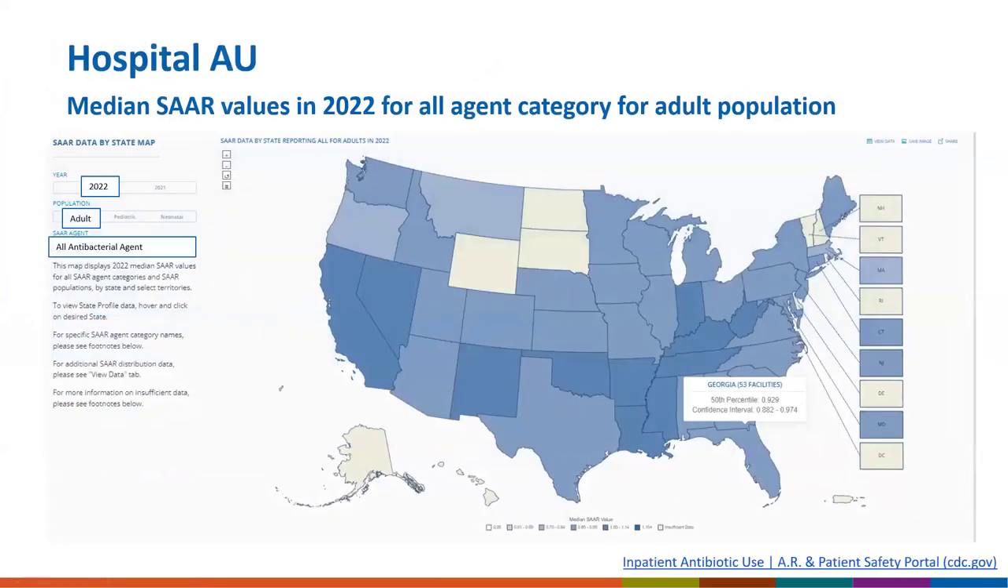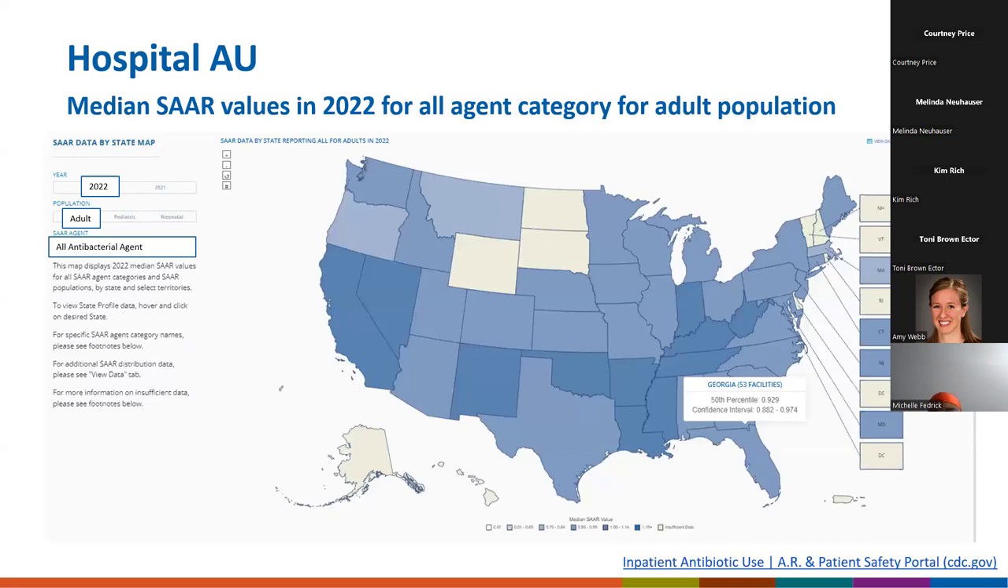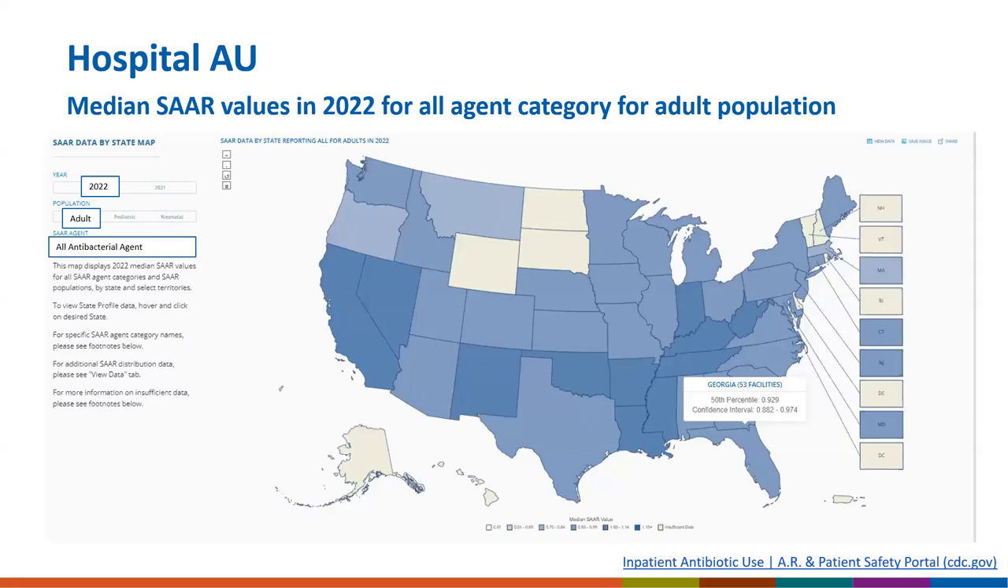Here is an example of the map of the United States with the median SAR values in 2022 for the all agent SAR category for the adult population by state. If you hover over a state, you'll see the 50th percentile and the confidence interval. And in this screenshot, you can see Georgia as an example.